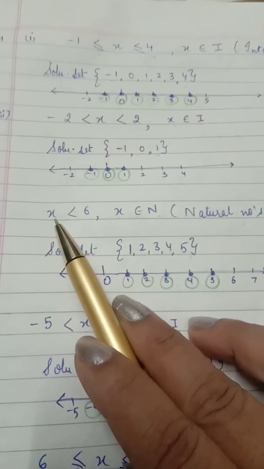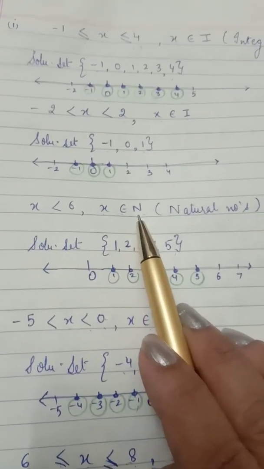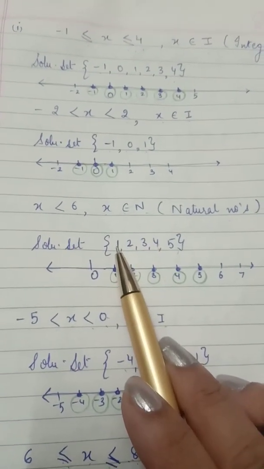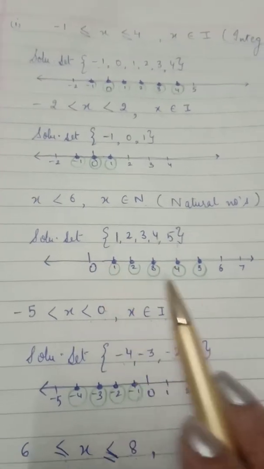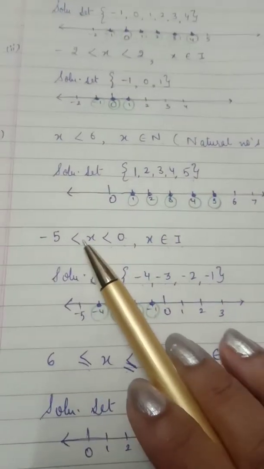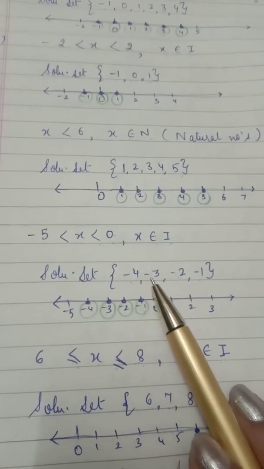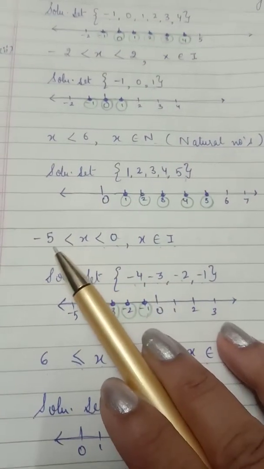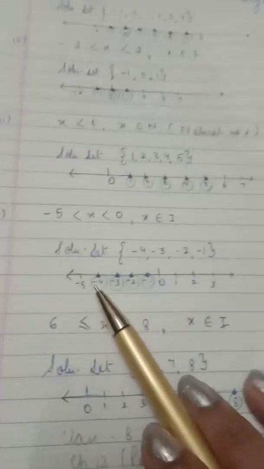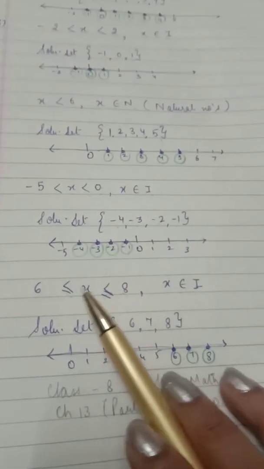Again, less than 6, all the natural numbers. So less than 6, all the natural numbers begin with 1: 1, 2, 3, 4, 5, and then putting it on the number line. Again, from minus 5 up till 0, you have to write all the elements. That's minus 4, minus 3, minus 2 and minus 1. There is no equality, so the outer limits will not be included, and then putting it on the number line.